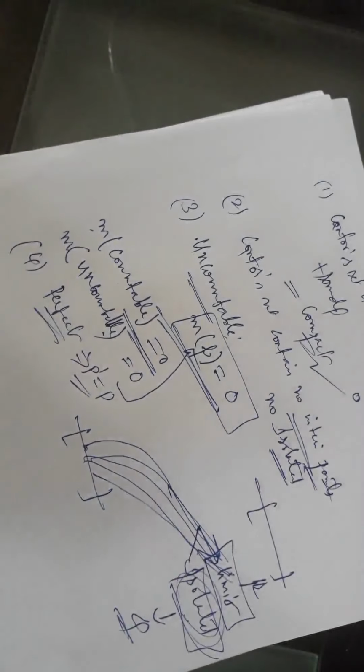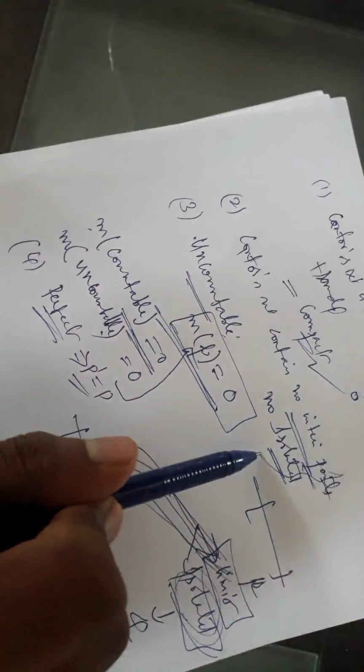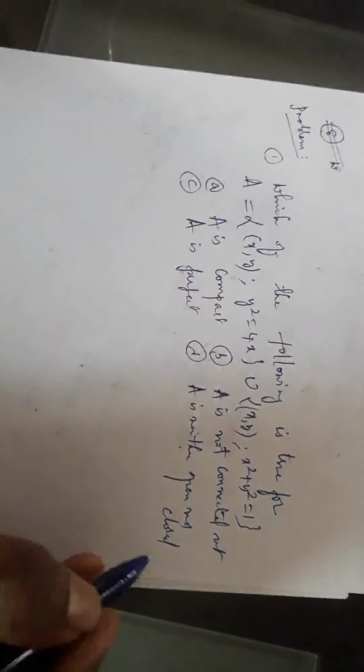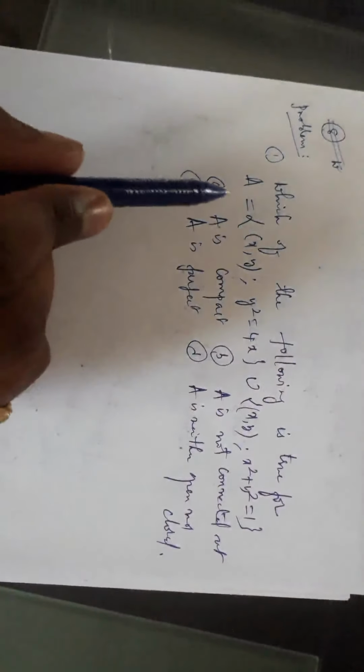It contains no isolated points, it contains no interior points. These things should be kept in mind. Clear? I have one question from the previous year paper. I will end the session with this question. Which of the following is true for this set?